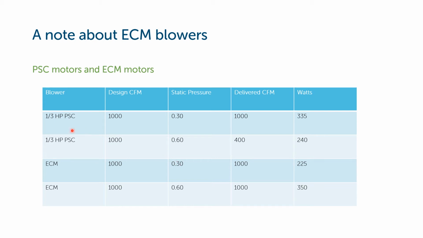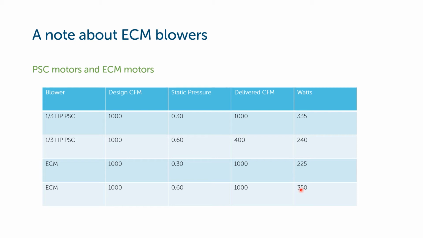If we take those same two motors and we increase the static pressure to 0.6 inch water column, the PSC motor is only going to be able to deliver 400 CFM. Now it's going to ramp down, so it's going to use less energy, but it's only going to deliver 400 CFM. And if we need 1,000 CFM, that's going to be a problem. On the other hand, the ECM motor at 0.6 inch water column is still going to deliver 1,000 CFM, but it's going to use more energy to do it because it's going to ramp up to overcome that static pressure.